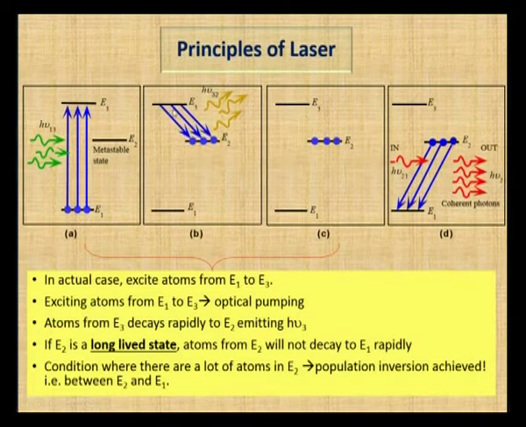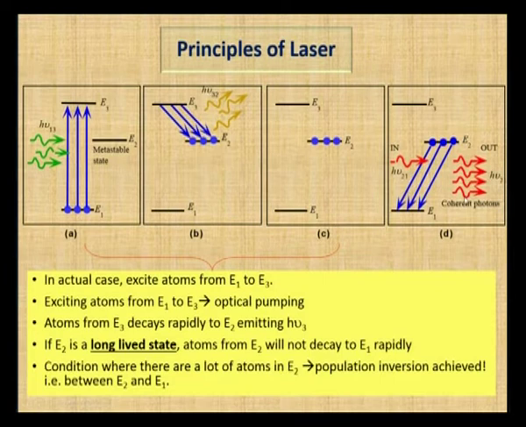So, when all the atoms are on the energy level E3, they will decay from E3 to E2, releasing photons of h nu energy. If we consider E2 as a long-lived state, atoms from E3 decay to E2 rapidly. They will stay in E2 for a long time, and once the population increases there, they start decaying from E2 to E1, releasing the photon again. This will result in a coherent photon.